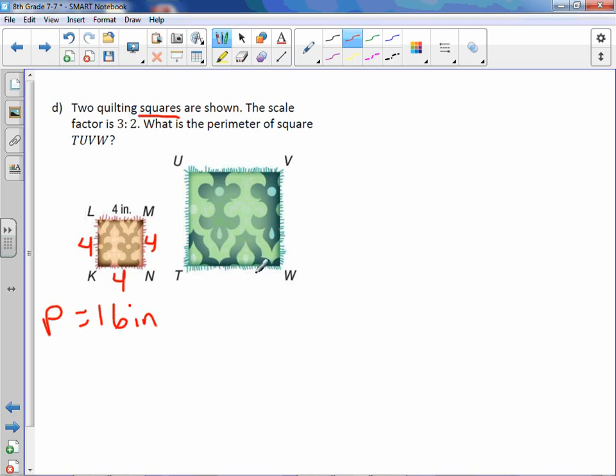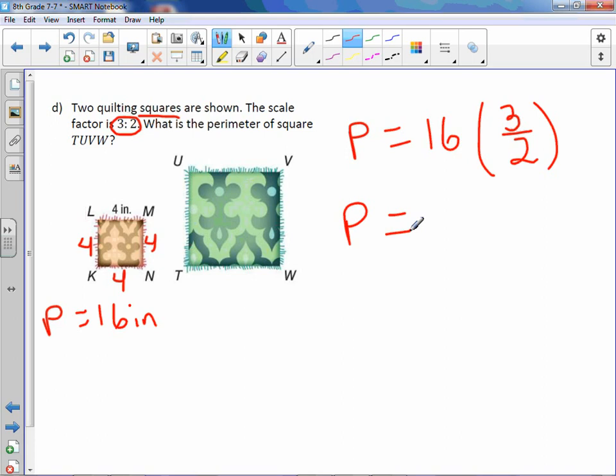Now, we don't know any lengths here, but it doesn't matter because it gives us the scale factor. So our new perimeter is going to be our old perimeter times that scale factor. Now we would write this as a fraction, 3/2. The first number would be your numerator. Multiply those together, and we would get 24 inches.